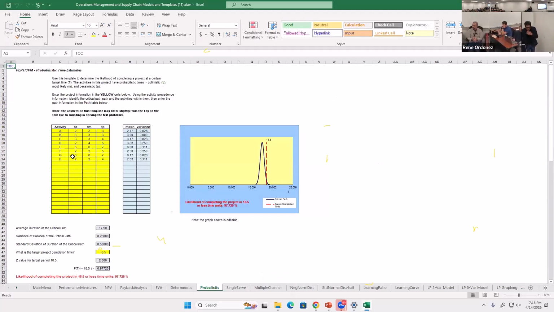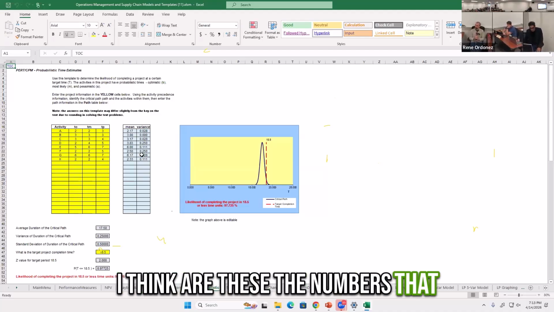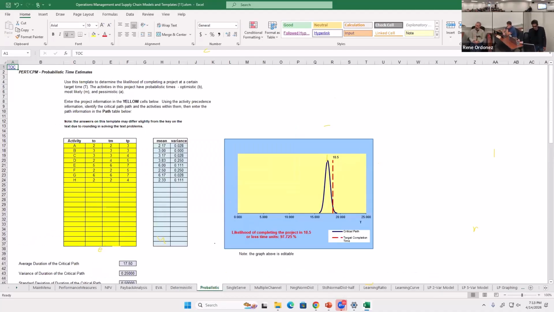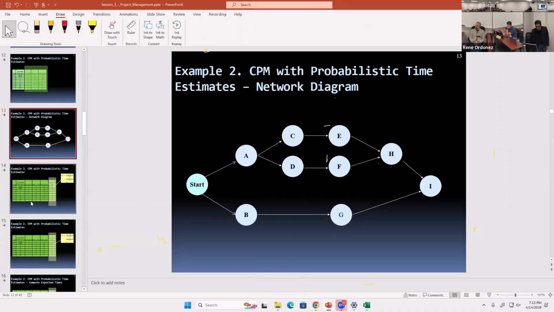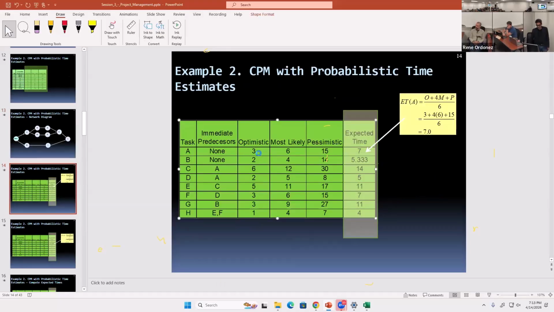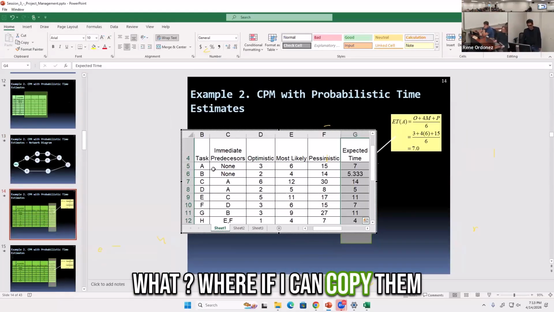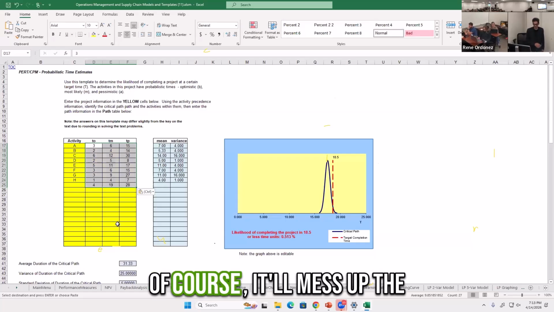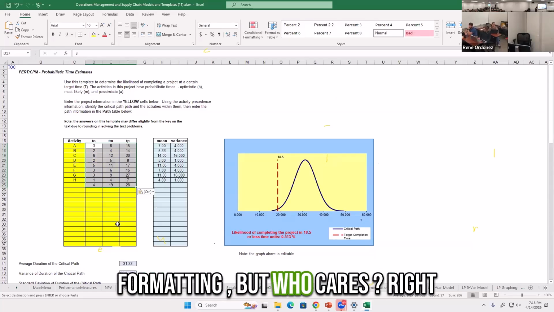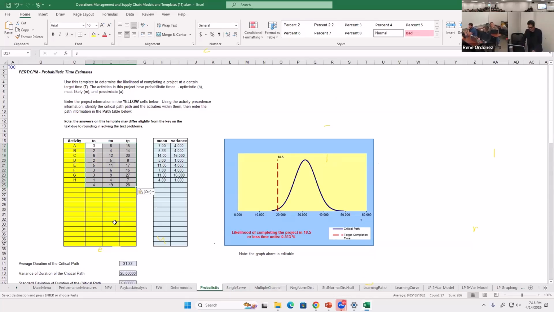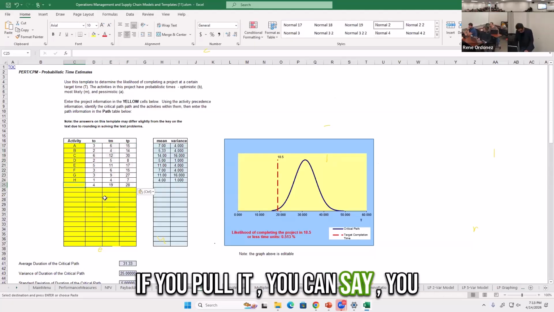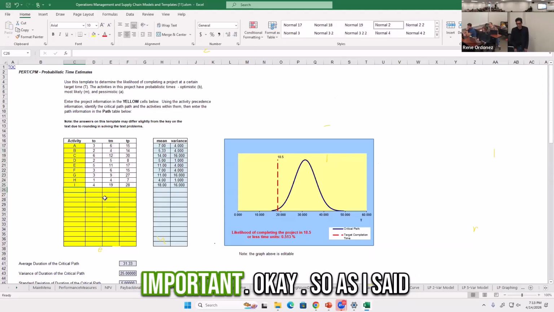And I think, are these the numbers that were on that slide? They're not. I wonder if I can copy them. Of course, it'll mess up the formatting, but who cares? You might be able to keep this important.